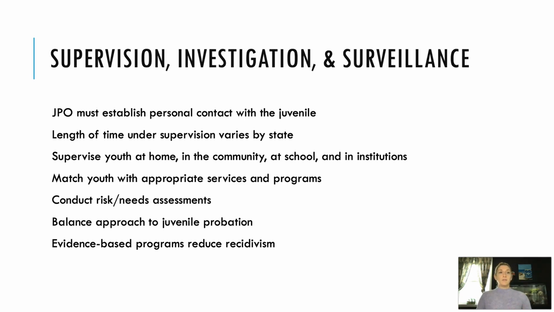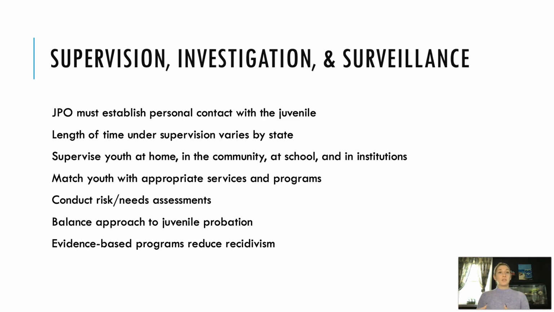So then we have the idea of supervision, investigation, and surveillance. This is another function of what probation is for. The probation officer must establish personal contact with the juvenile. Also, the length of time under supervision is going to vary by state. For example, in Pennsylvania, we can hold jurisdiction on a youth up until the age of 21, so long as they're placed under supervision and they committed their act before they were 18. It can also be until a youth reaches the age of majority, which is typically 18.